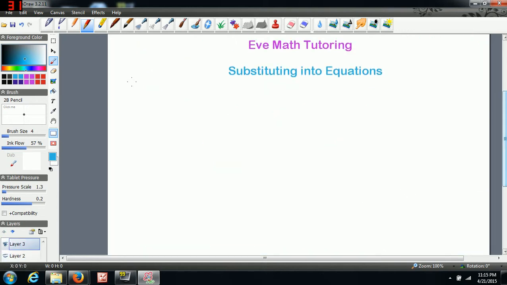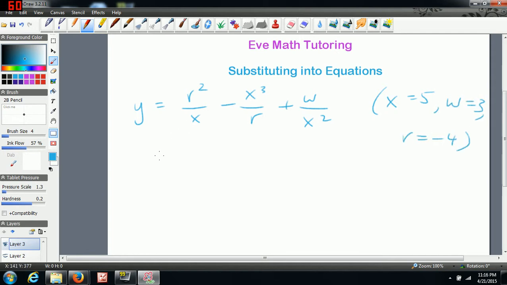Do another example. You're given the equation r squared over x minus x cubed over r plus w over x squared, and you were asked to solve this equation for x equals 5, w equals 3, and r equals -4. So you'd go ahead and plug everything in first in brackets. So we plug in the -4 squared over x, 5, minus x cubed, which would be 5 cubed over r, which would be -4, plus w, 3, over x squared, which is 5 squared. Okay, so just plugging everything in.